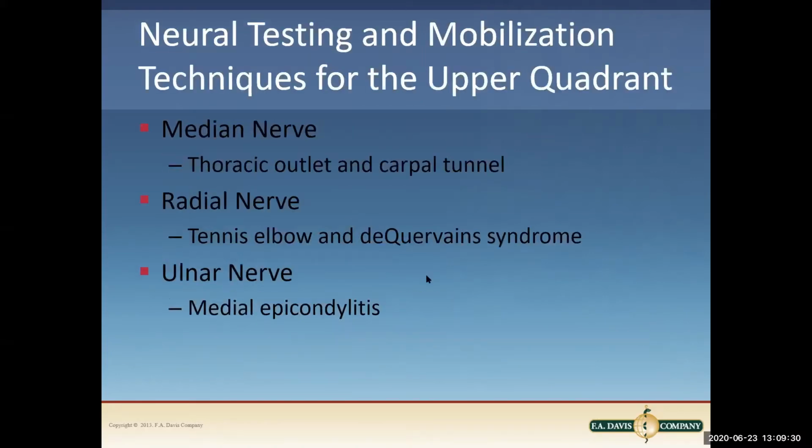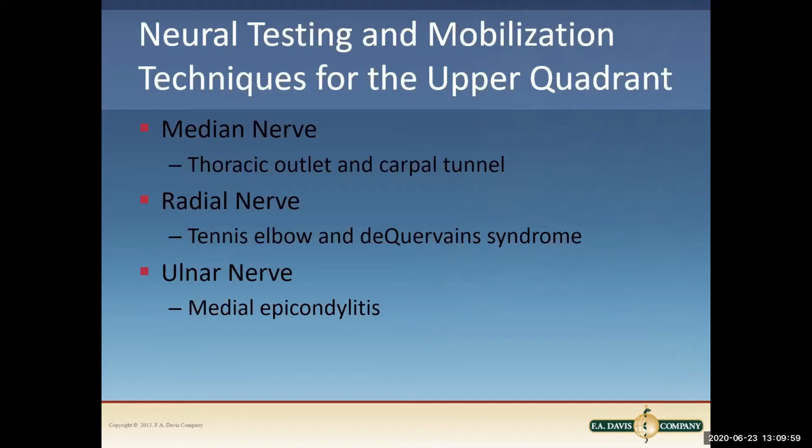So, yep, I'm moving on right here. Median nerve. A lot of times when the median nerve gets compressed, it's either going to be in the thoracic outlet up here between the anterior scalene and the middle scalene. It can also happen down in the carpal tunnel. Radial nerve is going to happen with tennis elbow and De Quervain's, where we have thumb problems. And then ulnar nerve a lot of the time is going to lead to medial epicondylitis, right? So when you have these nerve injuries, you have to understand where they go. So let's start with median nerve.